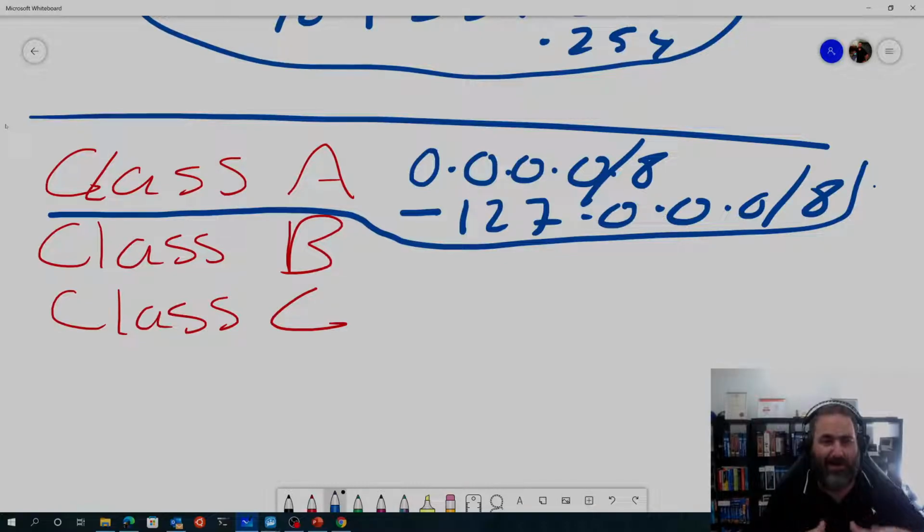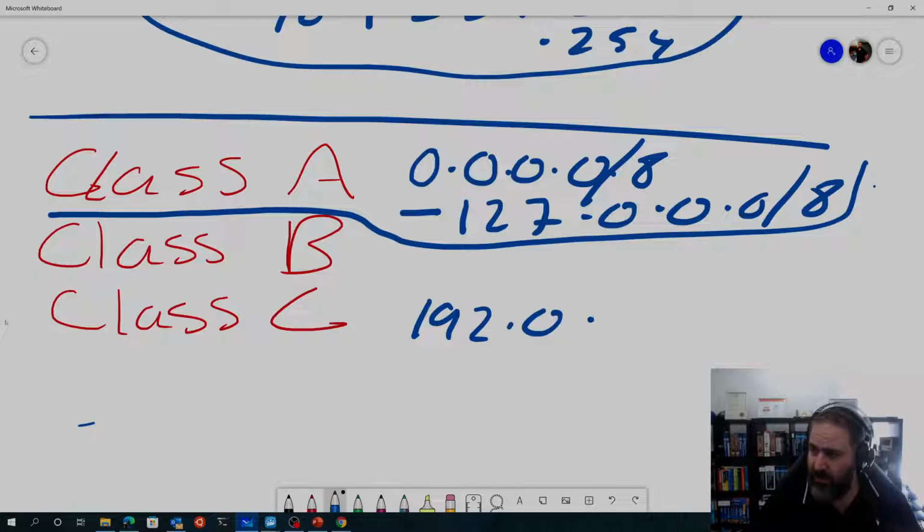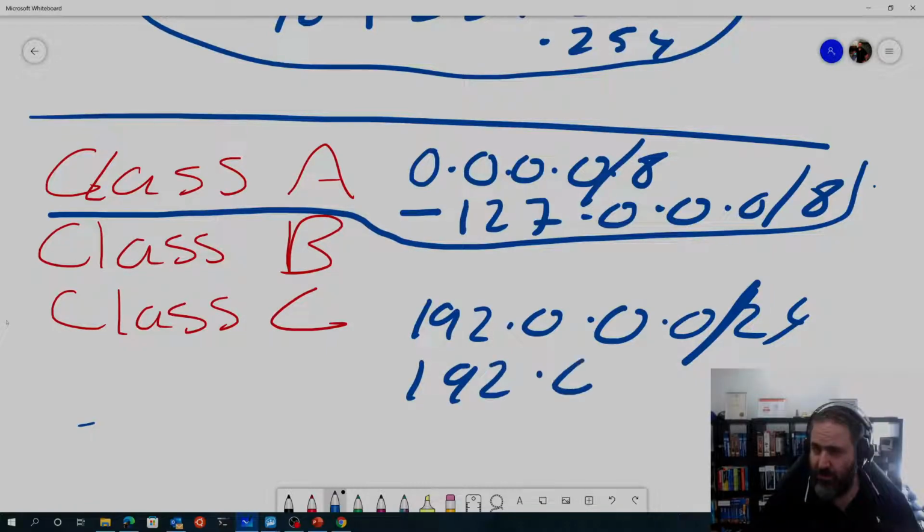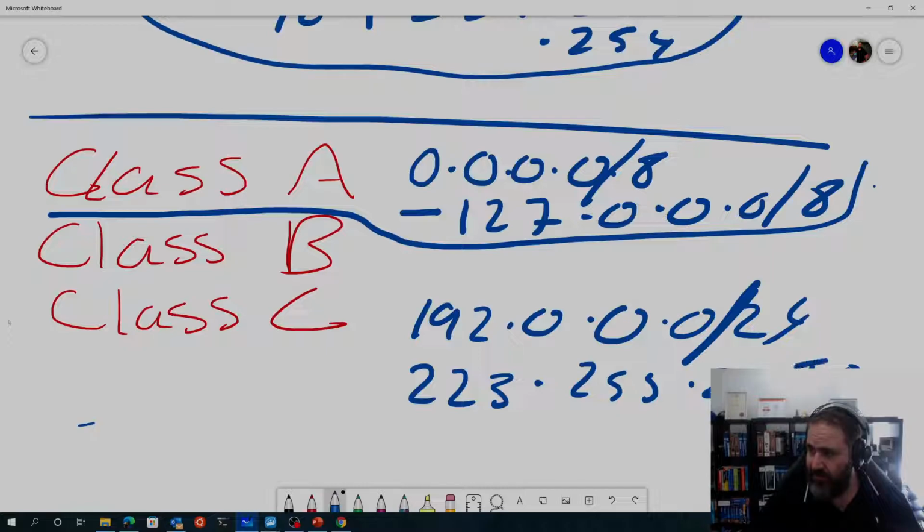It helps us break things down to make it easy for us to understand as people. So someone's saying, all right, give me a Class C address. I know straight away that if I choose something from this range here, 192.0.0.0 all the way to 223.255.255.0, that's a Class C address. So I can choose that for Class C.